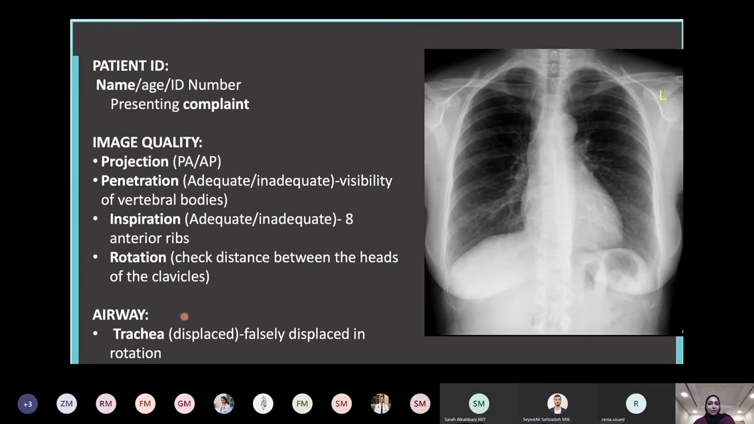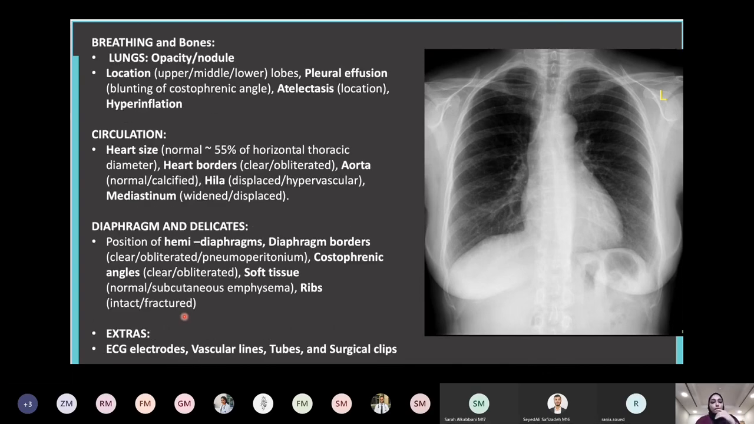Okay. So those two slides are summaries of what we talked about. Always start with patient ID. Know your patient. Know what they present with. Did they present with shortness of breath, hemoptysis? Then move through image quality. Go through the four steps of image quality. Move on to trachea. Focus on whether or not your patient is rotated, because if this patient is rotated, then maybe the trachea is falsely displaced. And then move on to breathing and bones, circulation, diaphragm, delicates, extras.